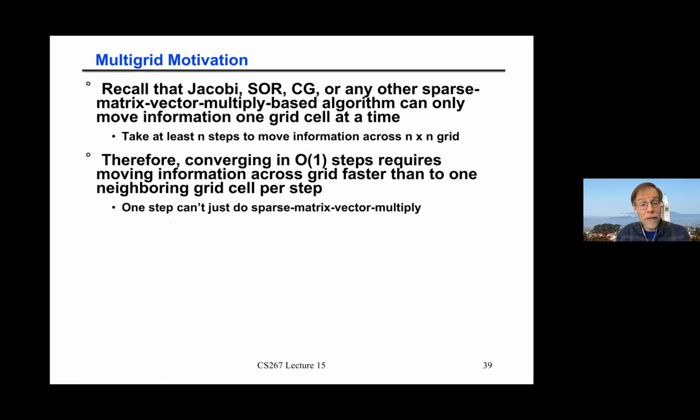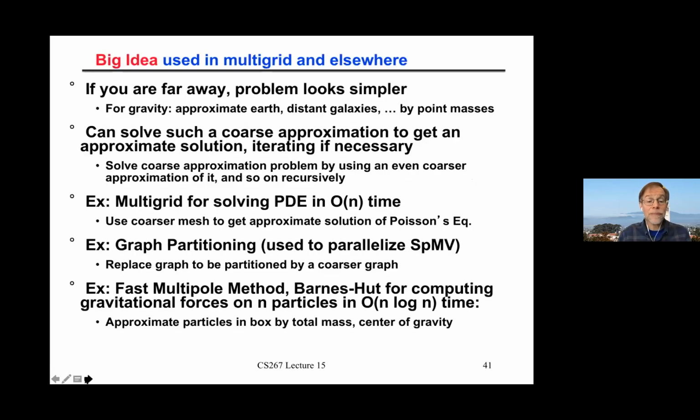And so if I want to converge in a constant amount of time, I can't just talk to my nearest neighbors. I have to communicate to more distant mesh points. So the question is, how do we do that? And here's a big idea that we're going to use, and it's going to appear multiple times in the semester in order to make things go asymptotically faster.